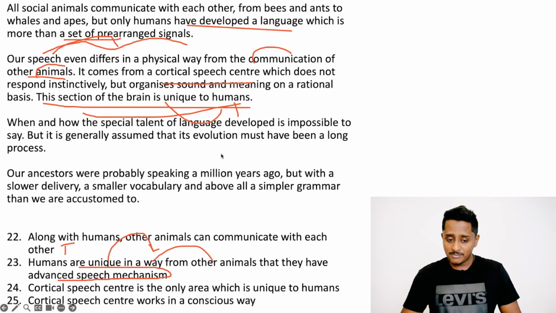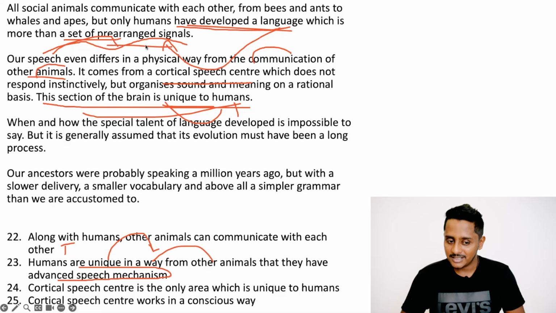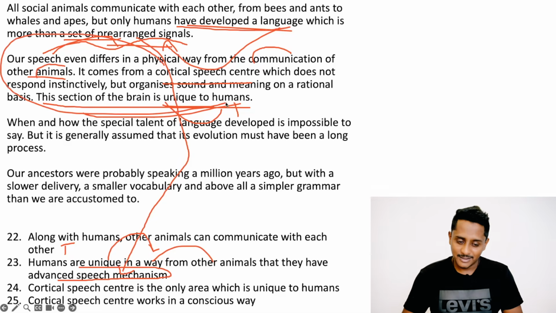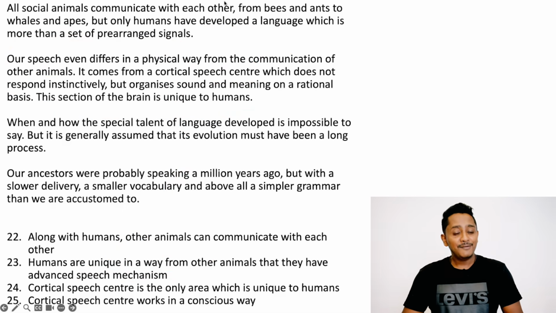So, in a way unique to humans, humans have developed a language which is more than a set of pre-arranged signals. This can also mean advanced speech mechanism, or the entire passage talks about an advanced speech mechanism. There is multiple evidence for this, so this is going to be true as well.